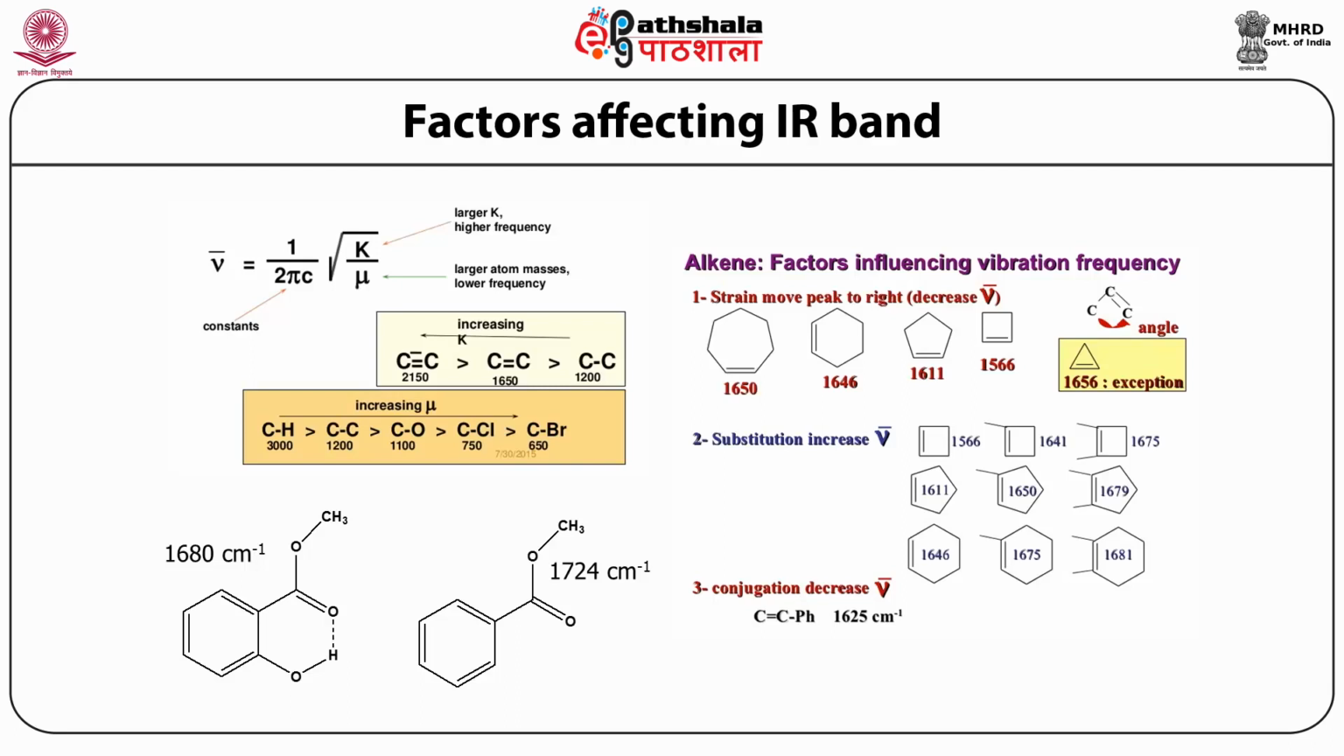Now we take the example of another group, like alkenes, as a factor influencing the vibrational frequency. For example, strain moves the peak to the right, decreasing it. If you have a bigger cyclic compound having 7 carbons, it has a frequency of 1650, but if it has 4 carbons, it has 1566, with an exception that if it has 3 carbons, it has 1656 because of the angle formation. Then again with the substitution: there is no substitution, mono substitution, and di substitution.